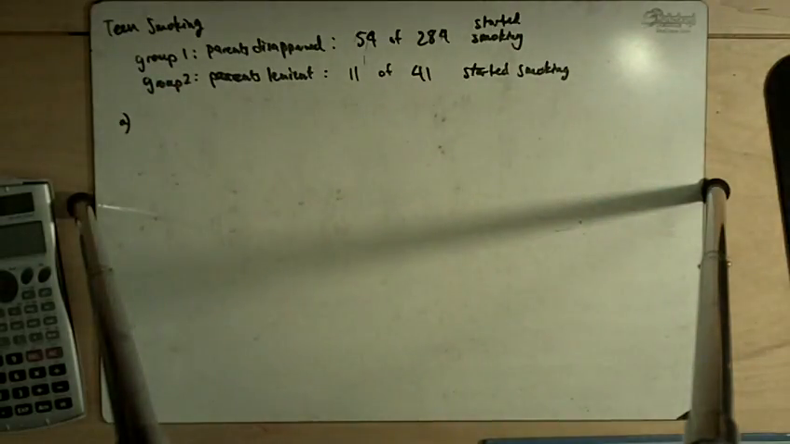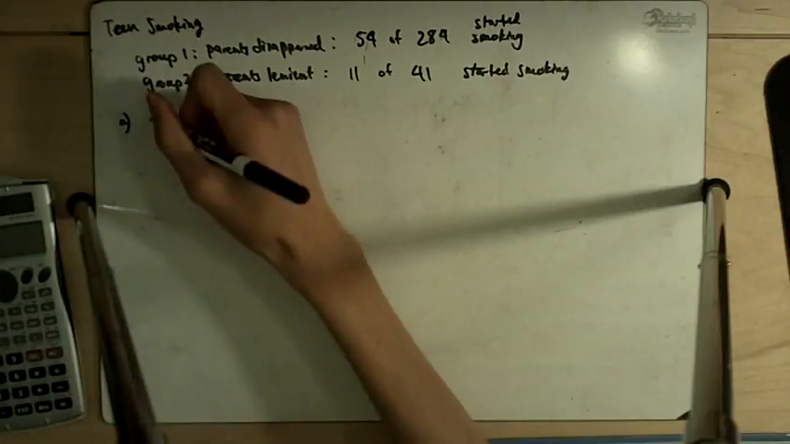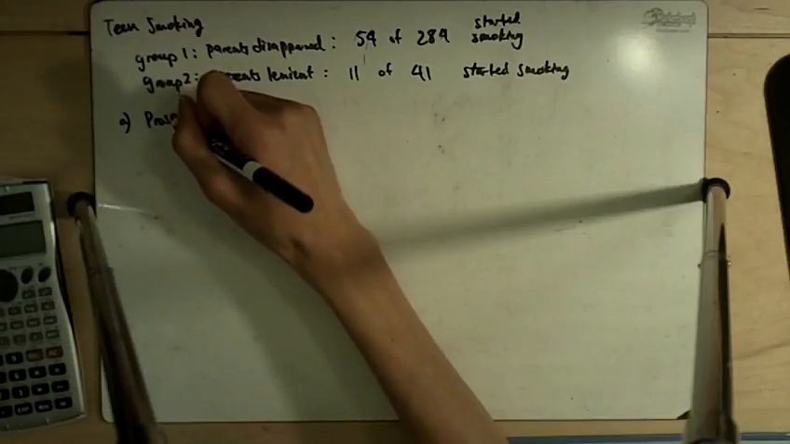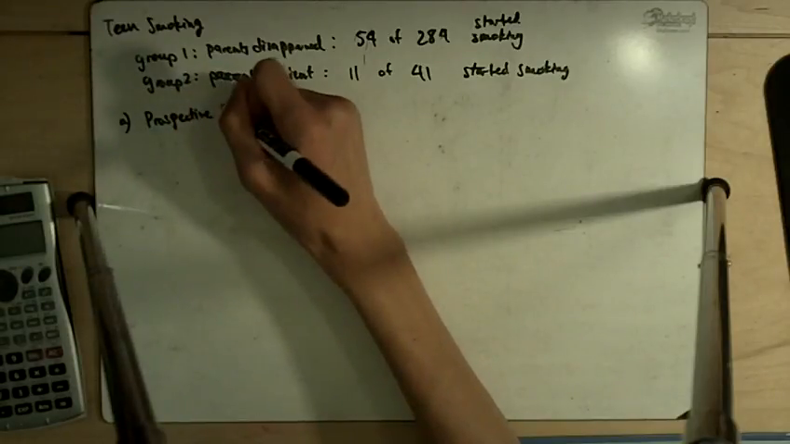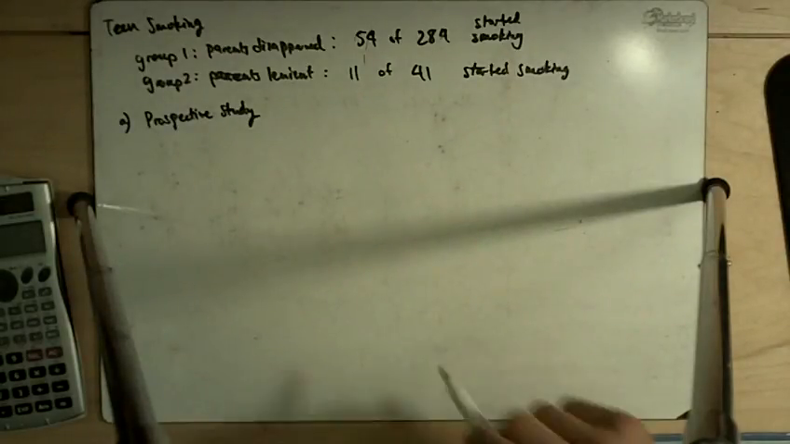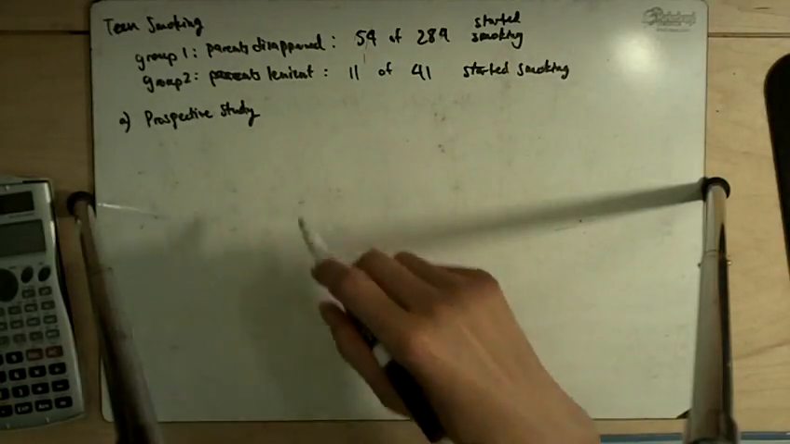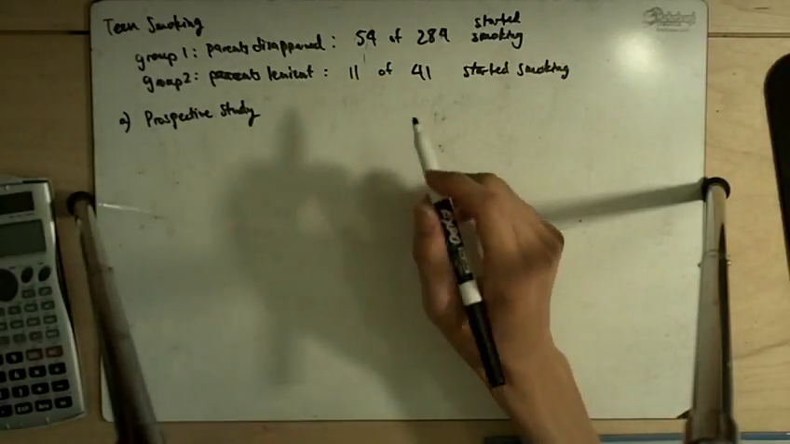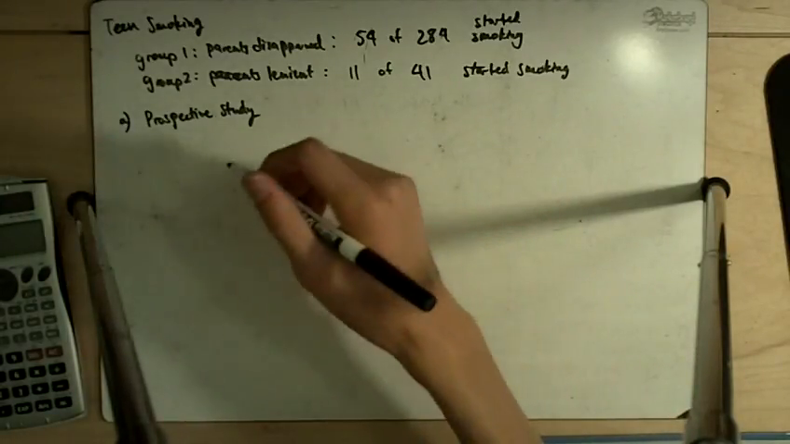It says, what kind of design did the researchers use? So this is a prospective study. Prospective observational study. Okay, they chose these groups and decided to follow them and see what happened. They did not impose any kind of treatments. They were just watching.